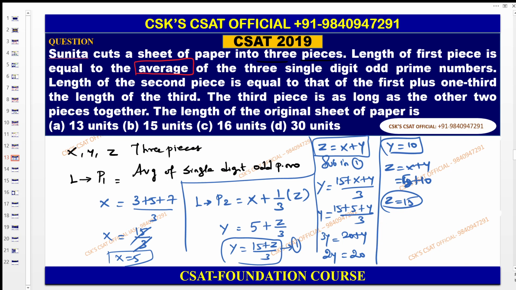We need to find out the length of the original sheet. The original sheet is nothing but x plus y plus z. So 5 plus 10 plus 15. So 25 plus 5, 30 units. If anybody has doubts, you can ask. If not, let us move on to the next question. Okay, fine.